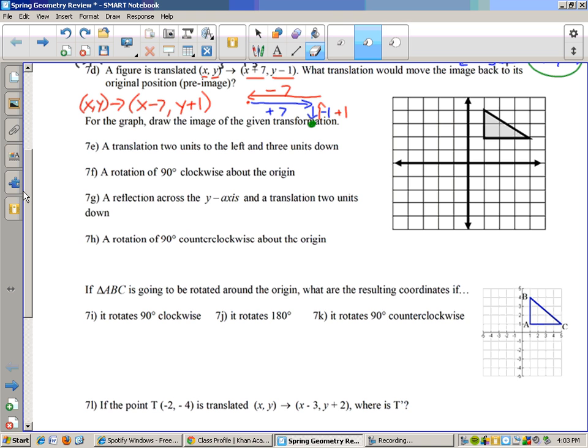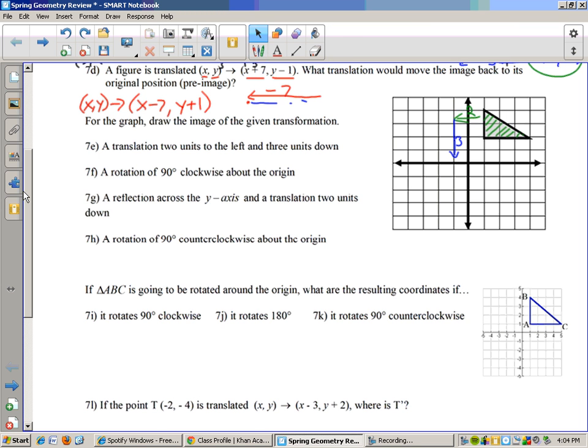Okay. I'm going to erase a little bit of this so it's not in the way. For the graph, I believe they're talking about this graph on the right with the triangle in it. Draw the image of the given transformation. So 7e, a translation 2 units to the left and 3 units down. So we are here, and we want to go 2 units left and 3 units down.